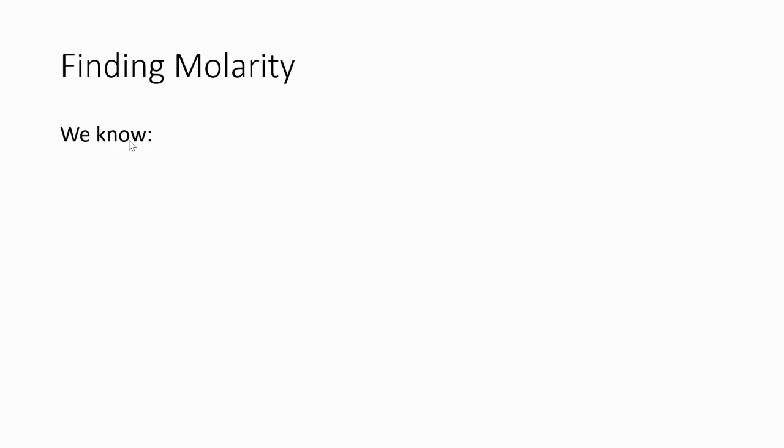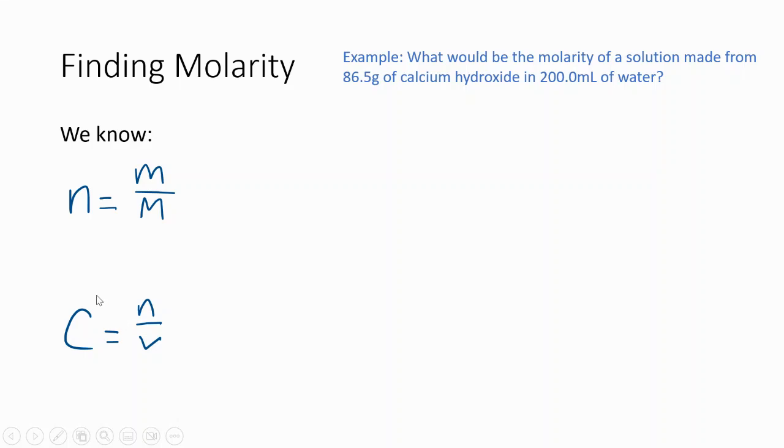How can we find molarity? Well, let's look at what we know already. We know that to find the number of moles, we divide mass by molar mass. We also now know that we have C for concentration equals n over V, so number of moles per litre. Let's combine these two formulas to approach this example. Our example says, what would be the molarity of a solution made from 86.5 grams of calcium hydroxide in 200 mL of water?